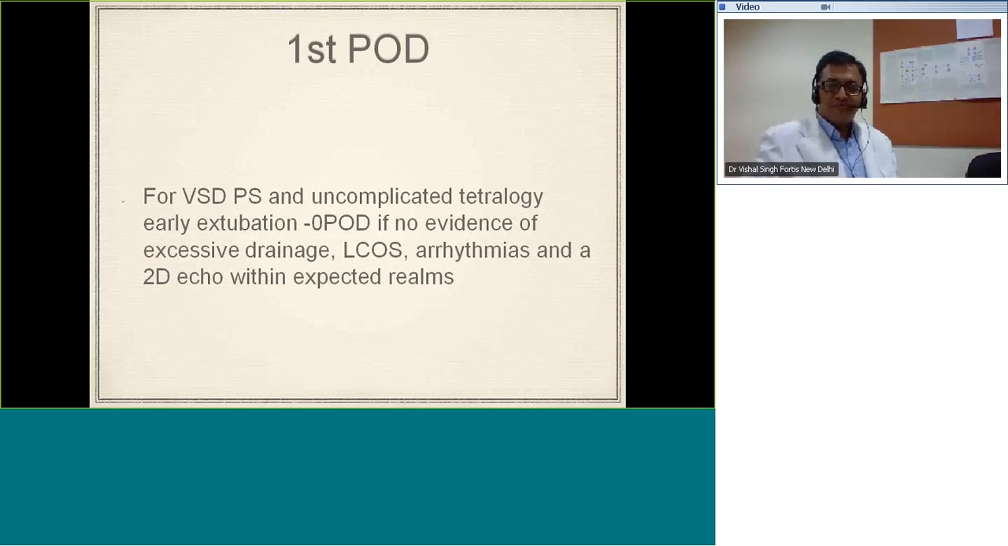Now, when you come to the progression of the patient, how do you proceed? On the first POD, for a VSD PS, uncomplicated tetralogy, early extubation is the norm in most of the situations, especially if there's no evidence of excessive drainage, low cardiac output state, arrhythmias, and a 2D echo within the expected realms.